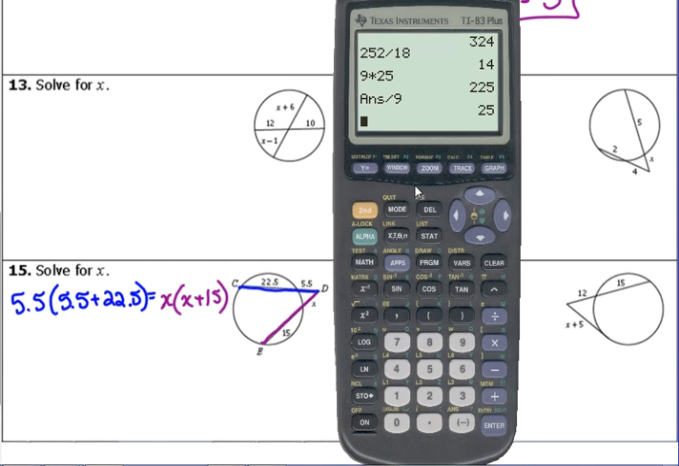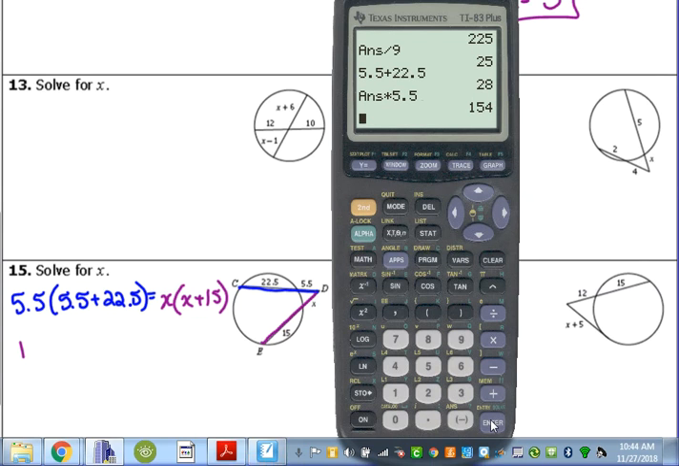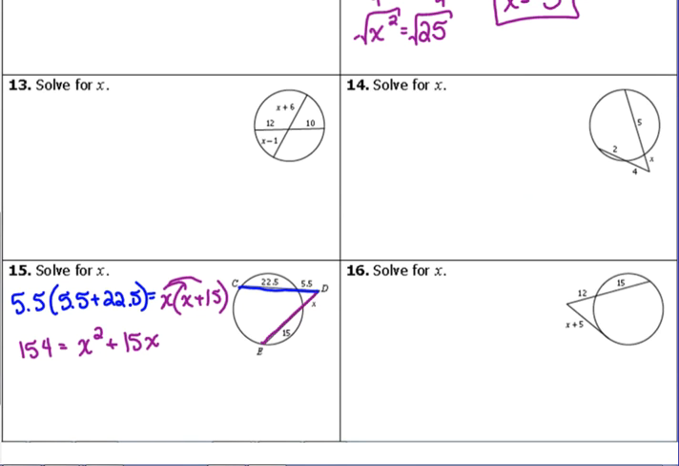So let's work out that left side there. 5.5 plus 22.5 is what, 28. 28 times 5.5 is 154. So we got 154 on the left side. On the right side, we distribute that x. X times x is x squared. X times 15 is 15x. What kind of equation do we have? What do we call that? When you got x squared in the equation? Quadratic. Okay. Quadratic equation. What's usually required in solving a quadratic equation?